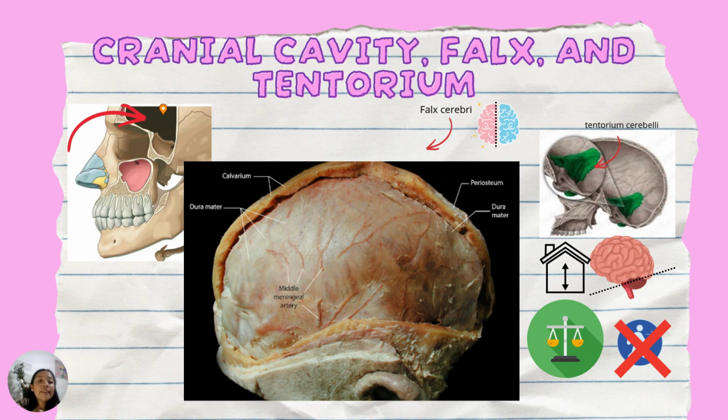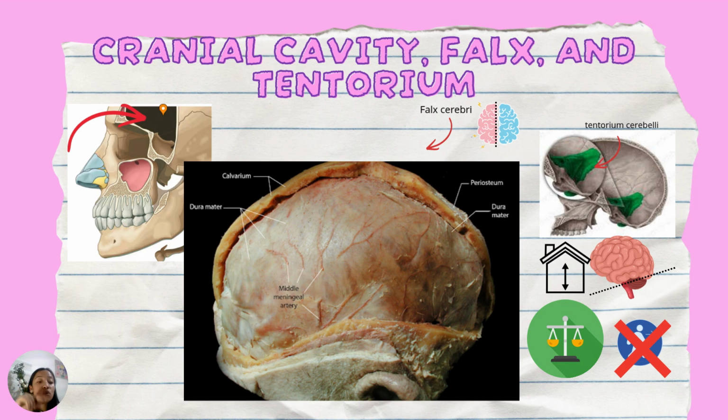Now we have the cranial cavity, falx, and the tentorium. But what is that? The brain is housed within the cranial cavity. The cranial cavity is like the hole that is in the image in this part of the screen with a red color, which is the internal space of the skull.